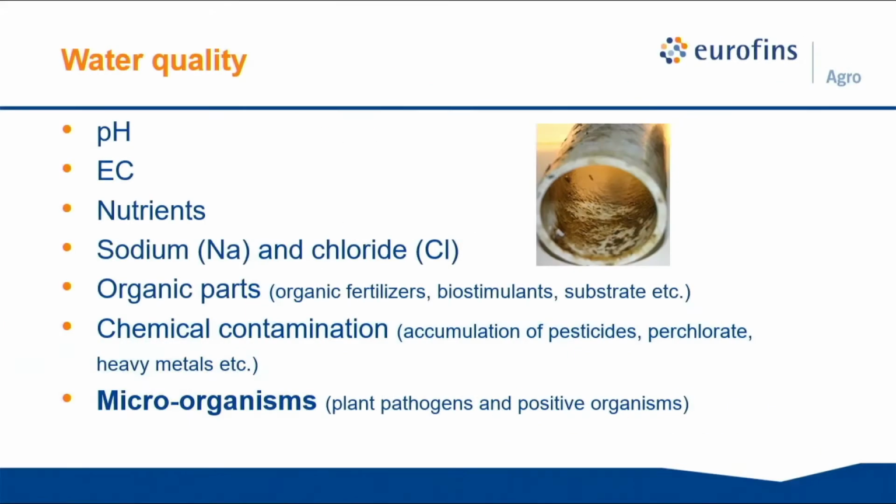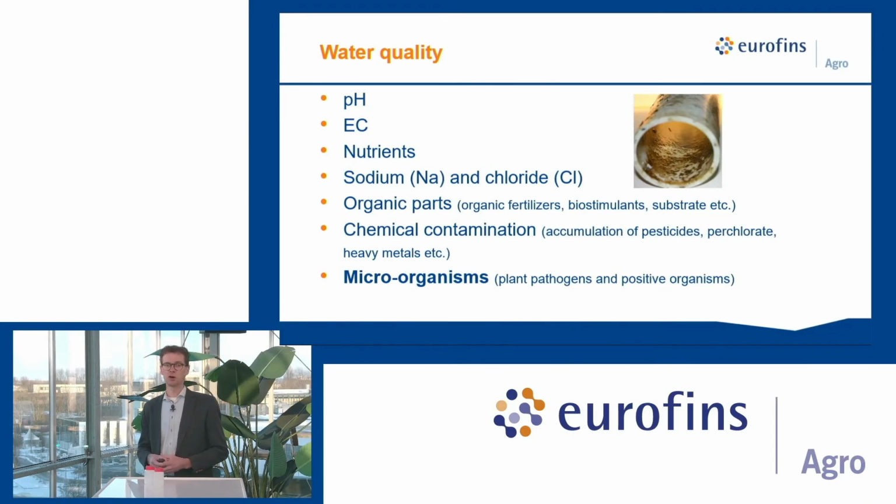The organic parts in the water, like organic fertilizers, biostimulants, the substrate also gives organic parts in the water. Chemical contamination, like accumulation of pesticides, heavy metals. There is a lot of contamination also in the water. And we can detect several of these compounds with specific techniques. The focus in this presentation is about microorganisms. The plant pathogens, of course, are very important to analyze, but also positive organisms are present in a greenhouse.